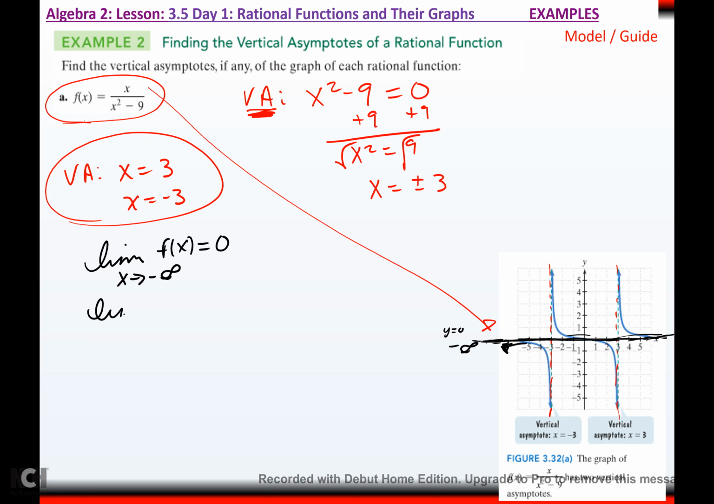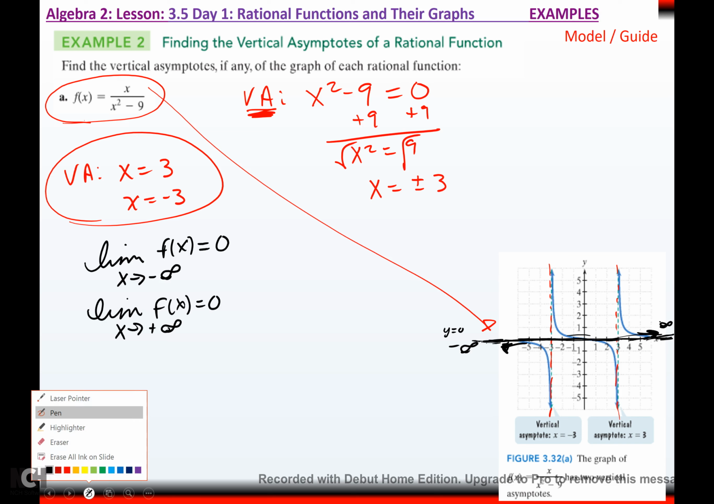If we do the limit as x approaches positive infinity, that means I'm looking over here, and the arrow closest to positive infinity, again, is getting closer and closer to that black line. So we say the function is approaching 0. Now we have to do our asymptote limits. Okay, so I'm going to look at this red one first.